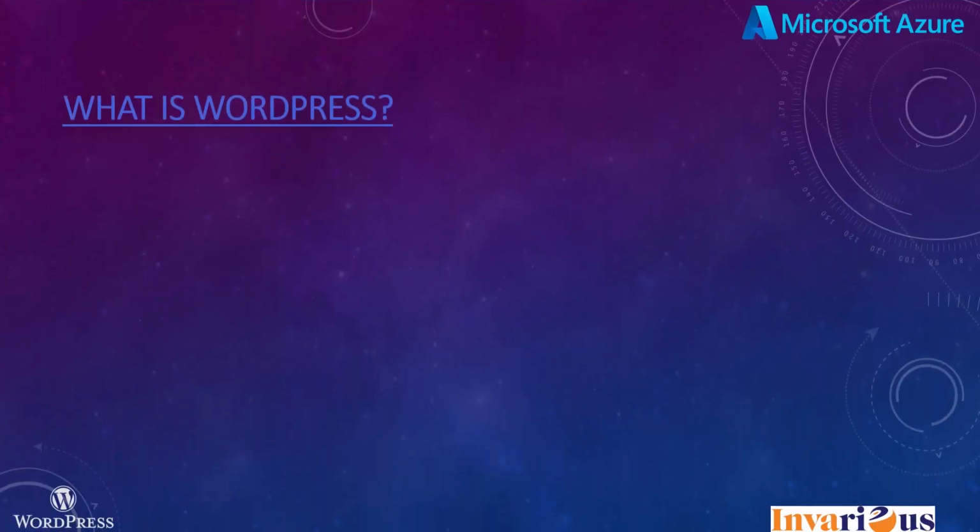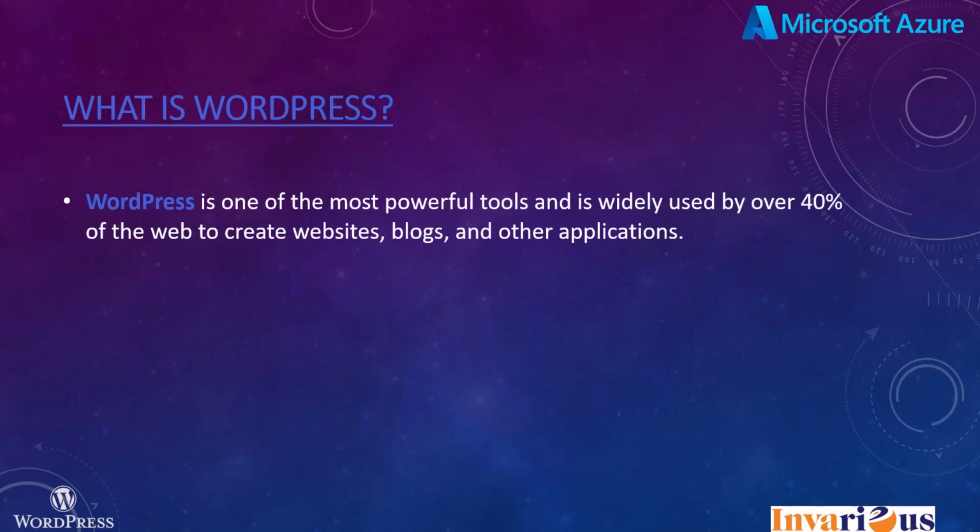So what is WordPress? WordPress is one of the most powerful tools and is widely used by over 40% of the web to create websites, blogs, and other applications. Basically, WordPress is a content management system, a CMS that you can use to create a website. So instead of coding from scratch, the whole coding has been done for you. All you'll be doing is editing, doing drag and drop, and putting where you want your stuff to be. You can also use WordPress to create a blog. If you have articles, if you're a technical writer, you love to write articles and technical information, you can use WordPress to write your blog, and it'll be available for everyone. And you can also use it to host lots of other applications as well.